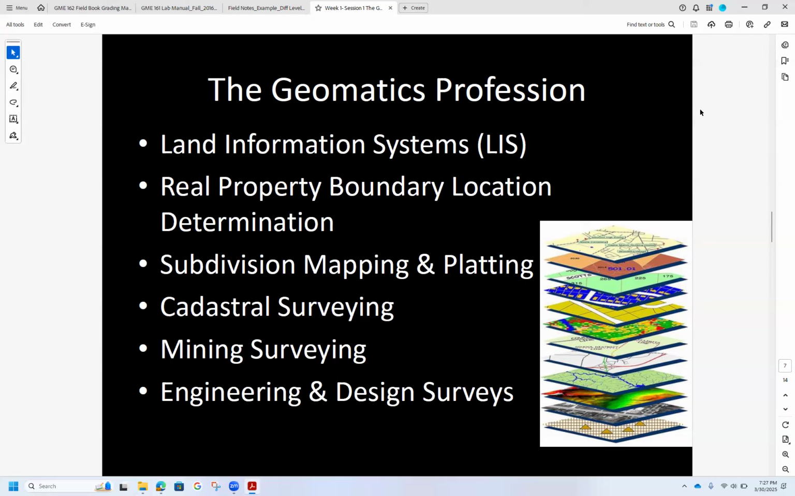I think we have one student in BLM, right? I hope so. But again, cadastral surveying is a fun environment for me personally, because you get to work out in the woods. You get to find old historic monuments that were originally set back in the 18th century. Mining surveys, that is a whole other monster right there. I don't know much about mining survey other than that there are a lot of different legal battles that happen there. Engineering and design surveys.